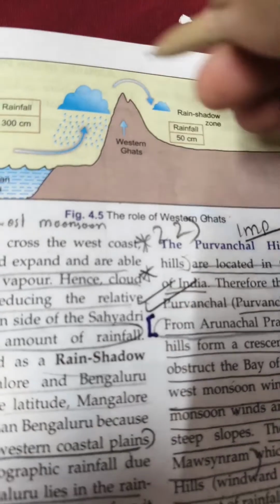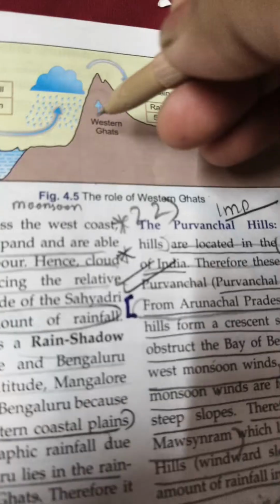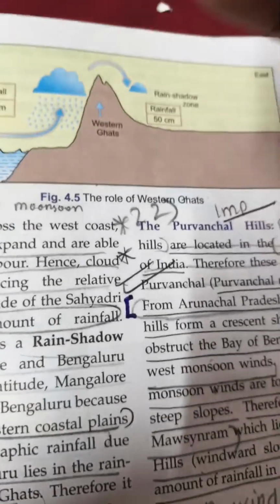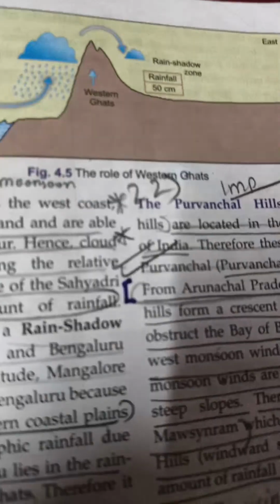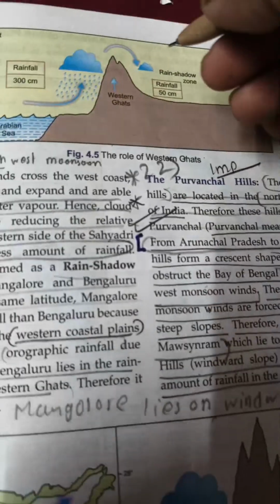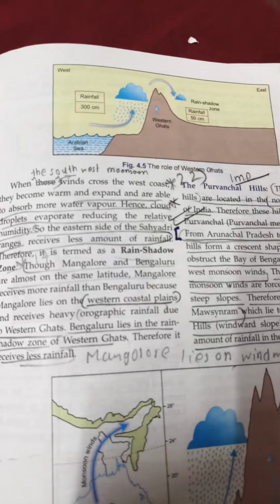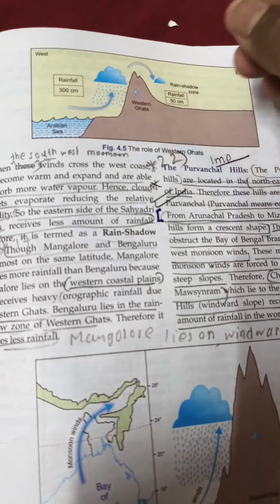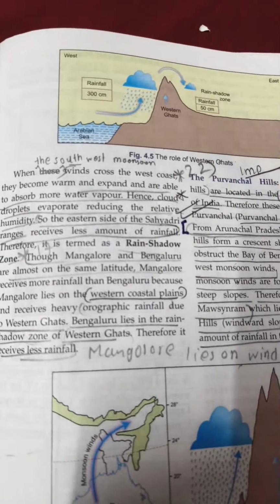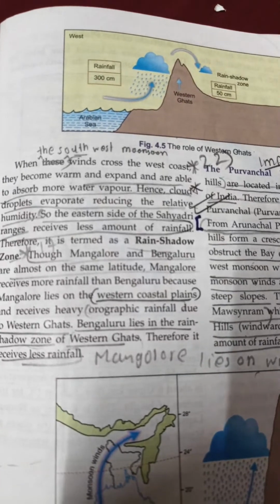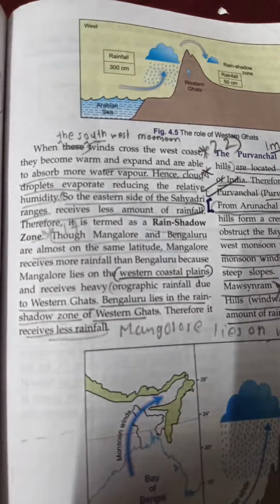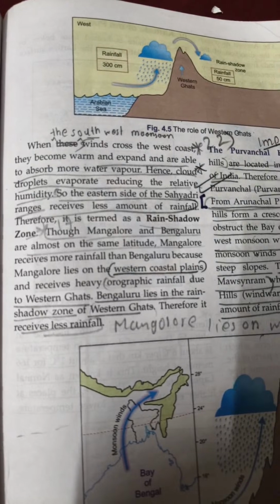and that is why this side is a rain shadow zone, because the steep slope obstructs the clouds, therefore there is very little rainfall. Okay, therefore this rain shadow zone receives less rainfall. And you know the orographic side, that is this side, the side where the clouds are, receives the most amount of rainfall. That is why Bengaluru lies in the rain shadow zone and receives less rainfall.